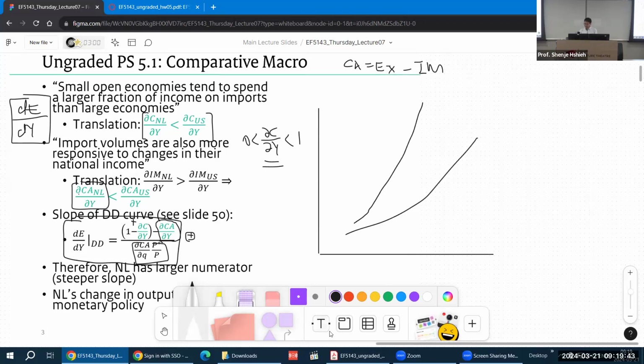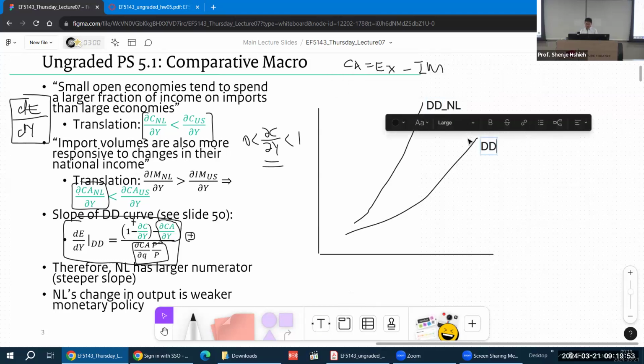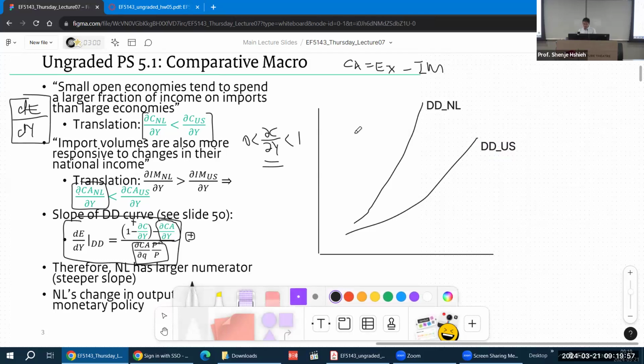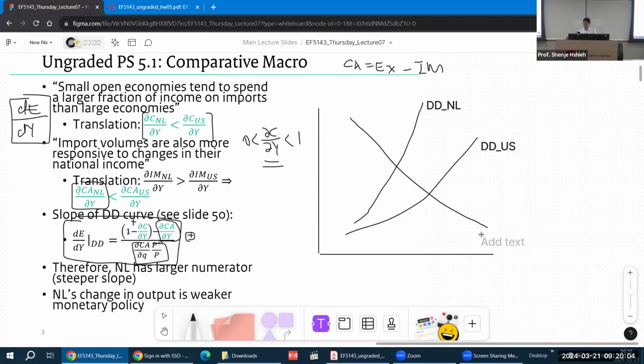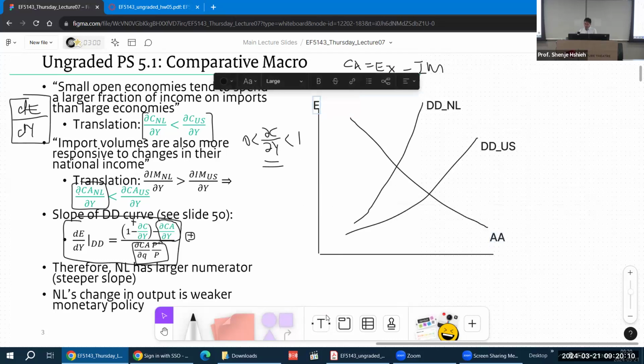All right. Let's write DD Netherlands here, and then here you write DD USA or just US. Okay. So if we have the same AA schedule for both countries, it would look like this. And to remind you, this is E versus Y.